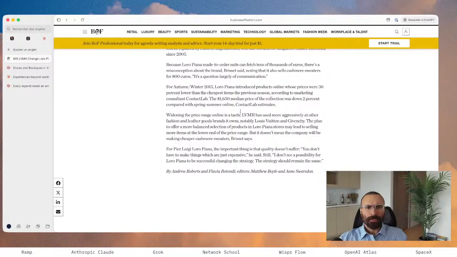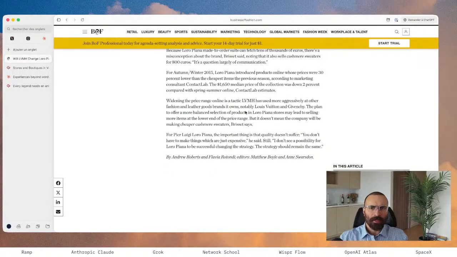The 1650 median price of the collection was down 2% compared with spring-summer online. Widening the price range online is a tactic LVMH has used more aggressively at other fashion leather goods brands it owns, notably Louis Vuitton and Givenchy. The plan to offer a more balanced selection of products may lead to selling more items at the lower end of the price range, but it doesn't mean the company will be making cheaper cashmere sweaters.